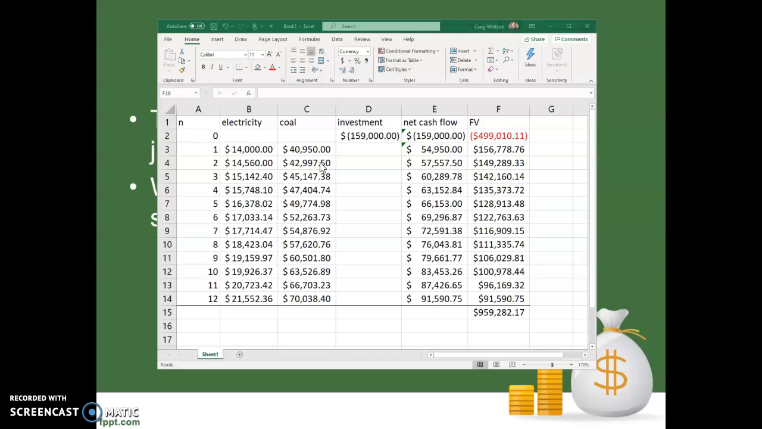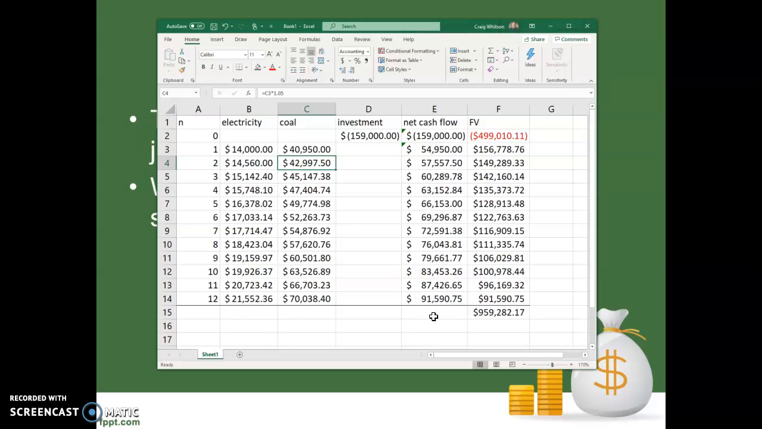and the problem statement said that we were going to install some new boilers, I think, that are going to save us money in electricity and coal. So we had two different sources of savings, which can be thought of as revenue, and they each increased on an annual basis, but at different rates. The electricity increased at 4% per year, and the savings in coal increased at 5% per year. And then we had this initial investment of $159,000.